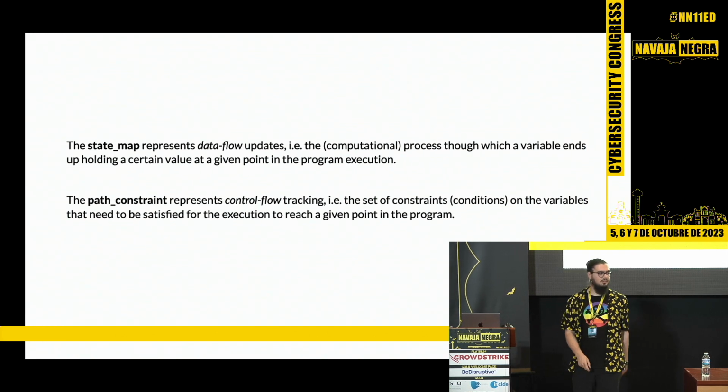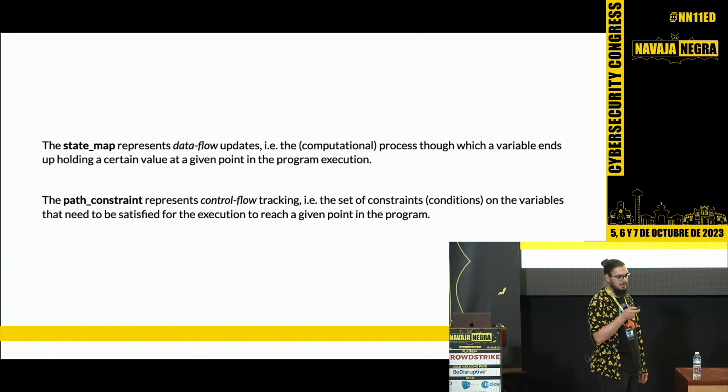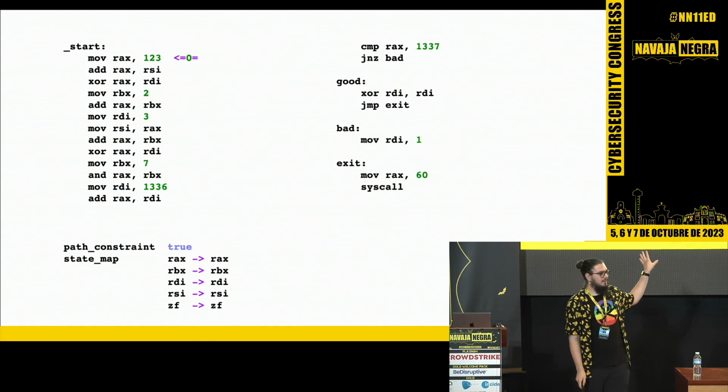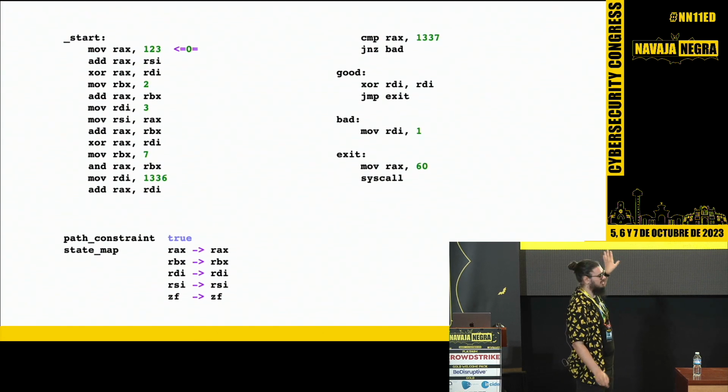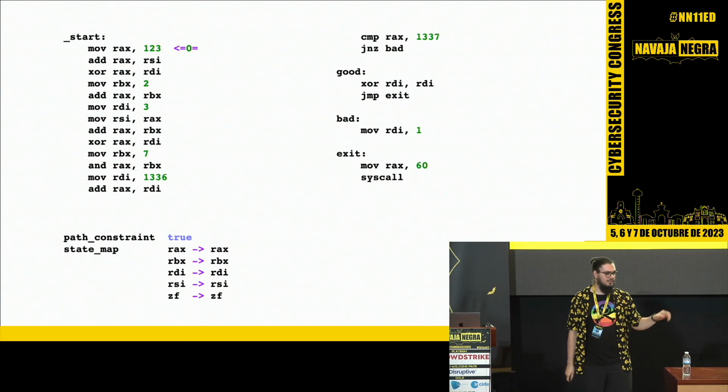Yeah. So let's take a visual example of what this state map and path constraint look like in real life. And the idea is we have some code in assembly. We don't care what it does. It does absolutely nothing interesting. I wrote it manually just to build the example.